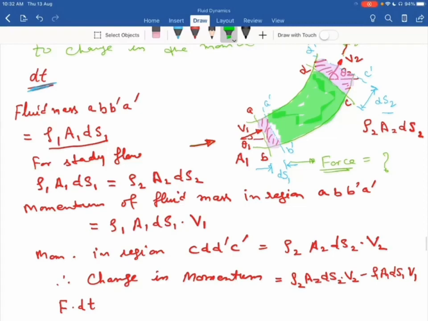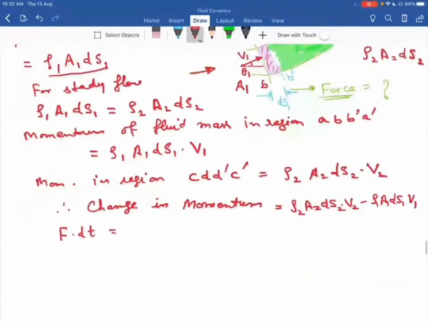ठीक है, अब ये थोड़ा आगे भी चला जाएगा यहां तक. Impulse on this fluid that is within the pipe. So this impulse is equal to rho 2 A2 ds2 into V2 minus rho 1 A1 ds1 into V1.